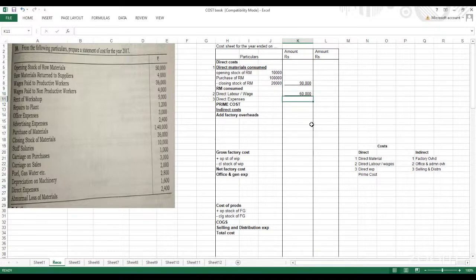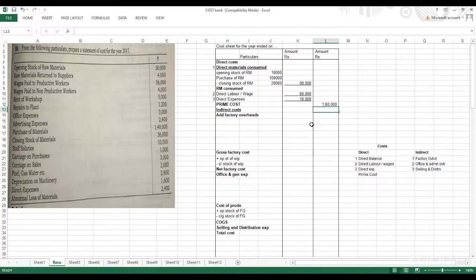Sometimes the direct expense may not be there. Most of the time it is not there. But if it is there, they will provide the value for it. Say for example, it is 10,000. So we add up these three items, we get prime cost. So 1,60,000 will be your prime cost.